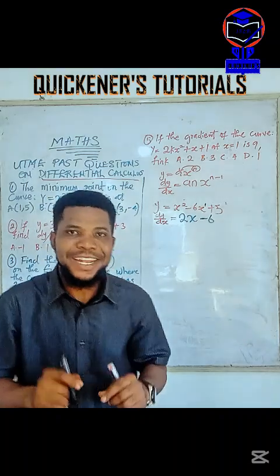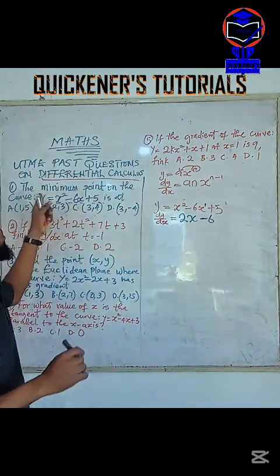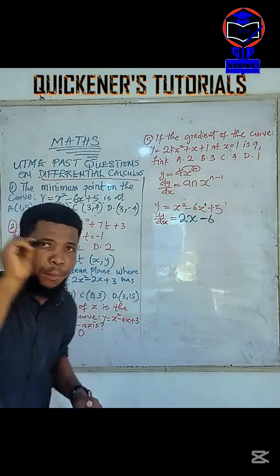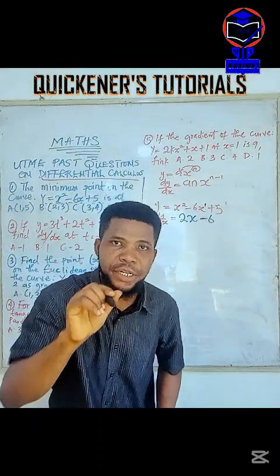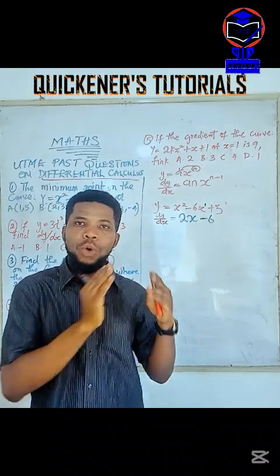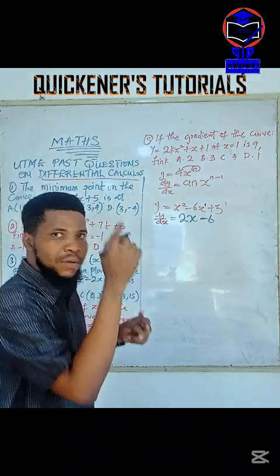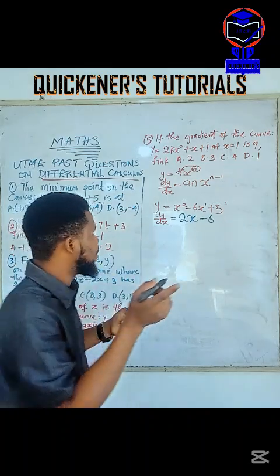I remember they said in the question that we are looking for the minimum point on the curve. We are looking for a point. And when you are talking about a point on a Cartesian plane that has x and y axis, you will have your abscissa and your ordinate. Like you have x, y. You understand what I'm saying?